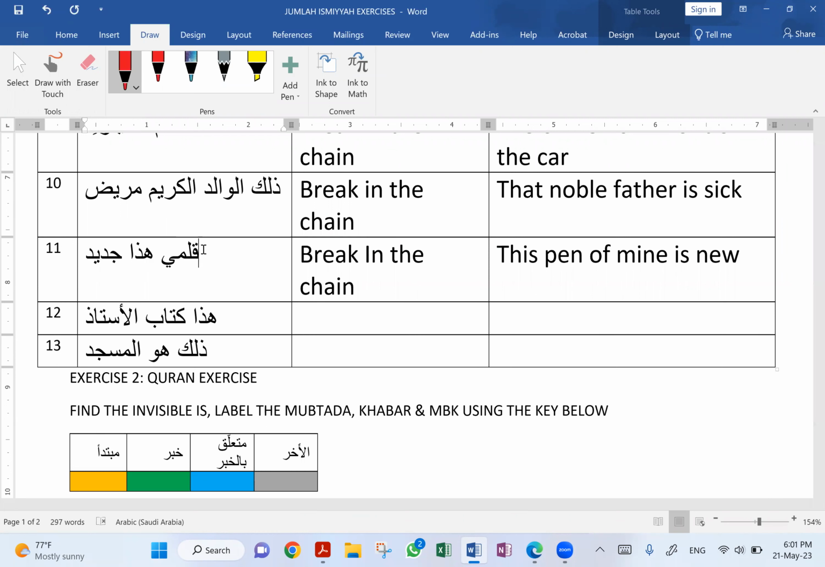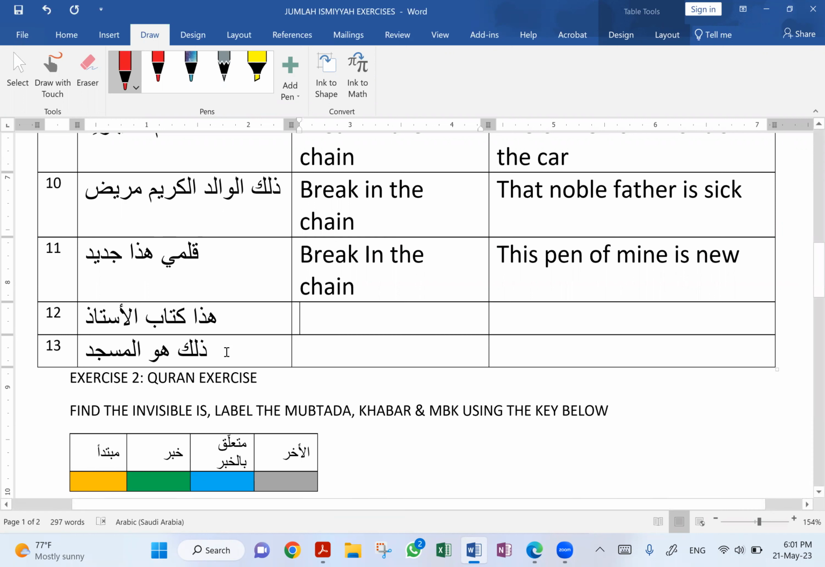So how do I point to an idafa? I have to put the hadha at the end of the idafa, not at the end of the sentence, but at the end of what I'm pointing to. Okay, I got you. Okay, good. Thank you.